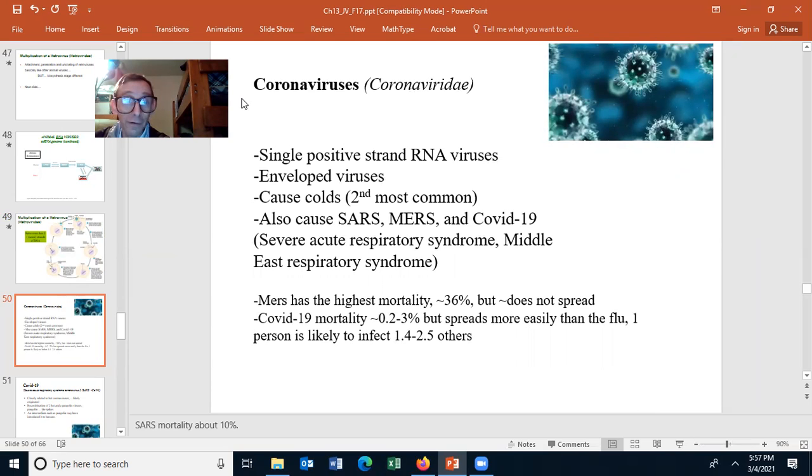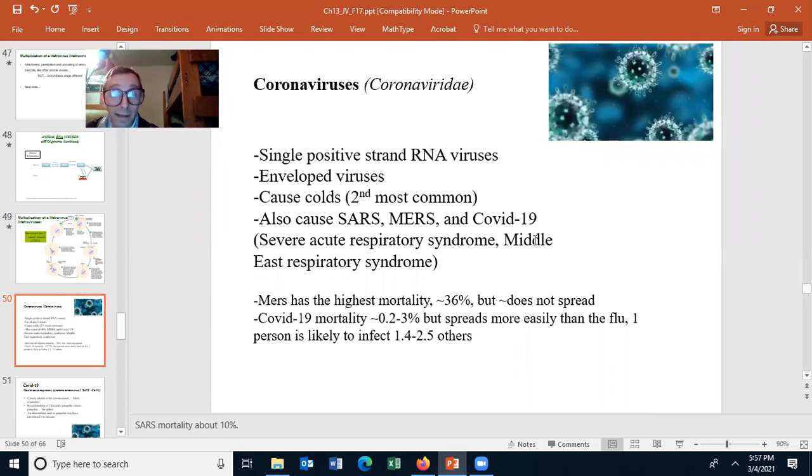Coronaviruses have been around for a long time, long before COVID-19. They are the second most common cause of the human colds. So many coronaviruses, several species, cause the human colds. And it is true that they are the second most common. The rhinoviruses of family Picornaviridae are the most common cause of the human cold. But these are the second most common cause of the human colds.